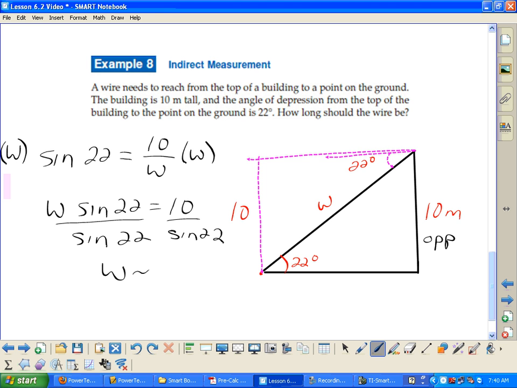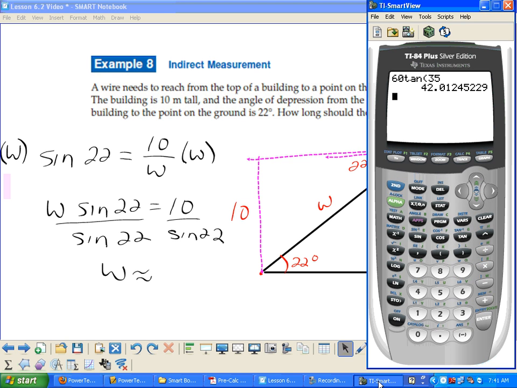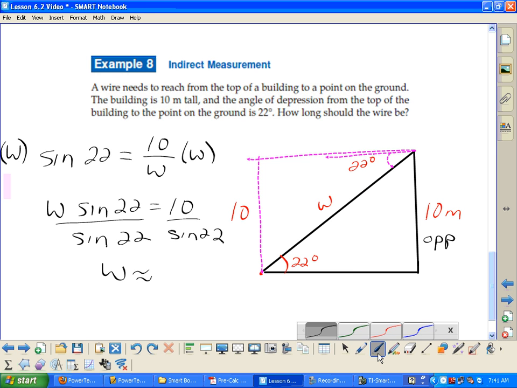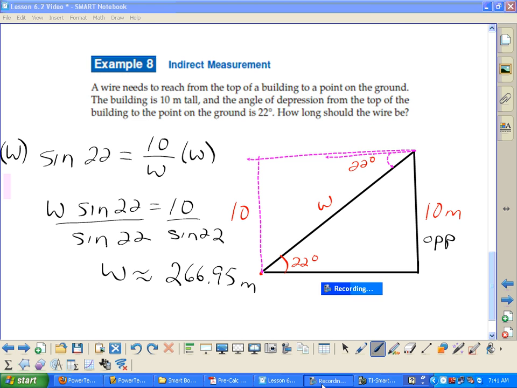So the length of the wire is approximately 10 divided by the sine of 22, which is about 266.95 meters. So that's quite a long wire. 266.95 meters. Okay? Pretty long wire they have there.